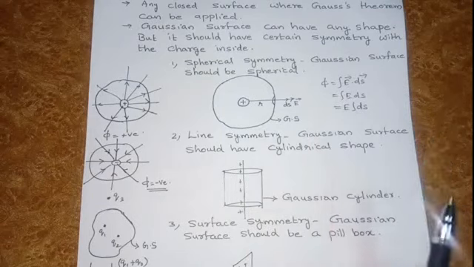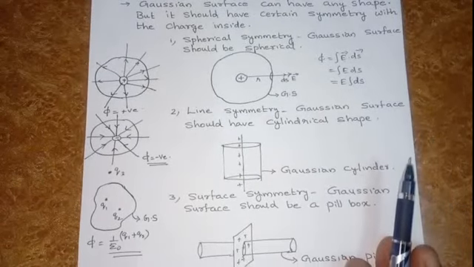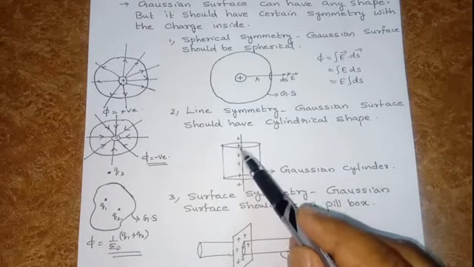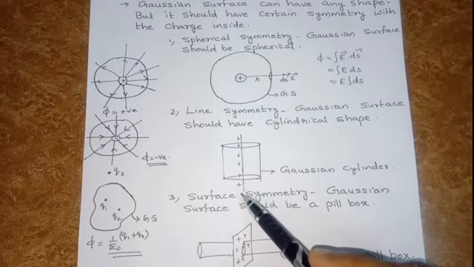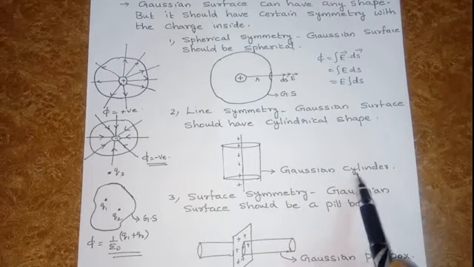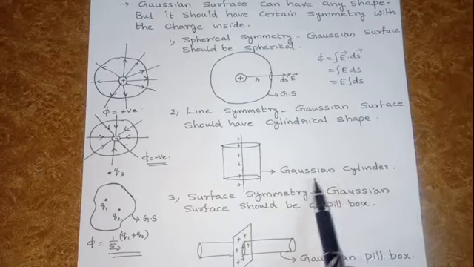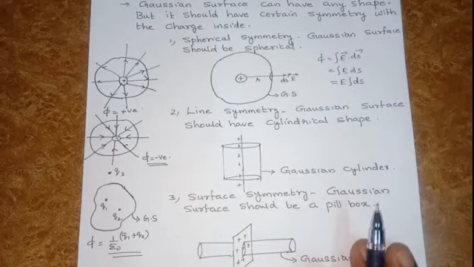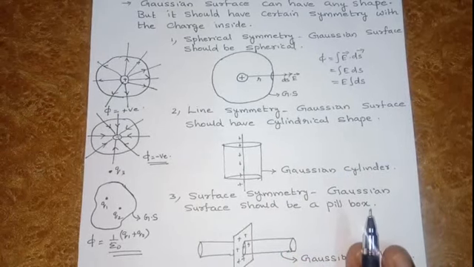Now the second one is line symmetry. If the charge inside is in the form of a line with a certain charge given on it, then the Gaussian surface should be in the form of a cylinder, and that particular cylinder is called a Gaussian cylinder. And this particular point we will discuss later when we study the applications of Gauss's theorem.